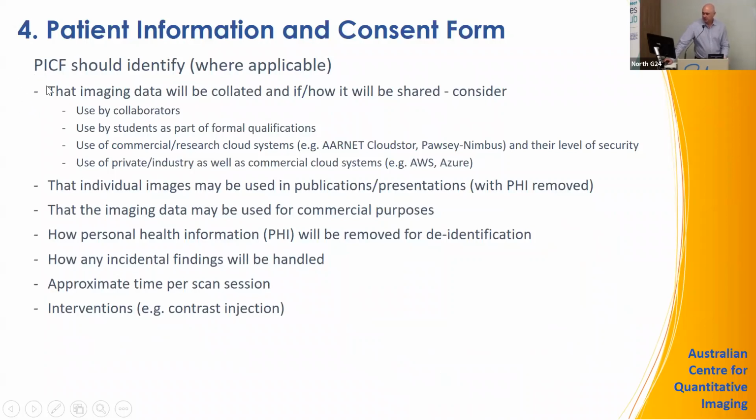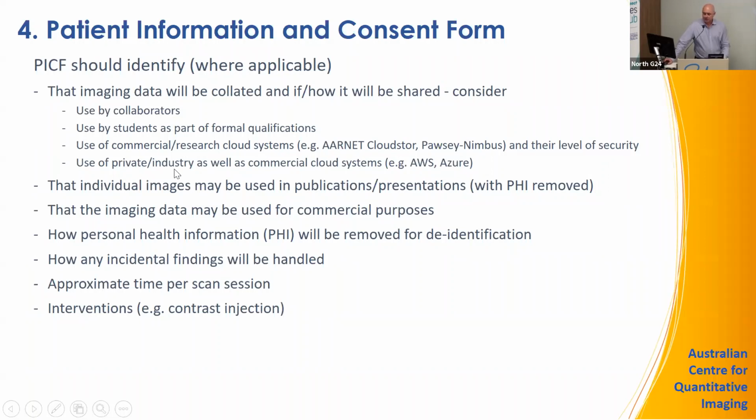Patient information and consent is important for the reasons it always is in clinical trials, just acknowledging the fact that we're collecting large amounts of data which are really, really useful for lots of purposes. So I'd suggest making sure that the patient information and consent form indicates the data may be used by collaborators and students, may be used on commercial or research cloud systems. So in Australia, we have, for example, cloud store system, but it might also end up on private or industry founded commercial cloud systems such as AWS and Azure.